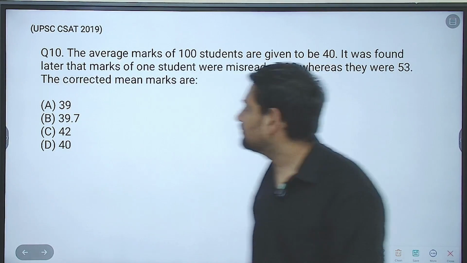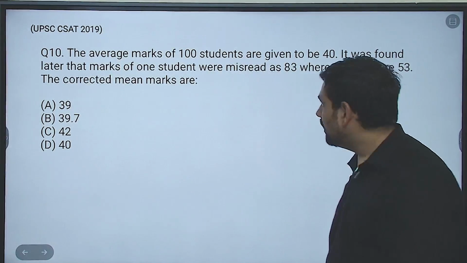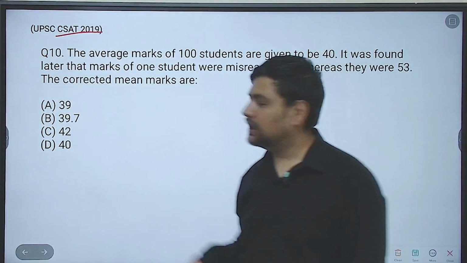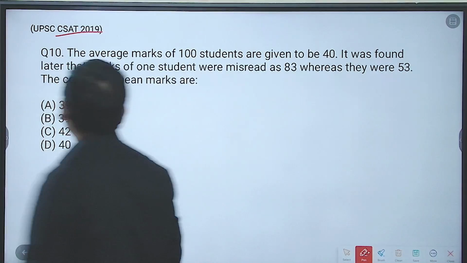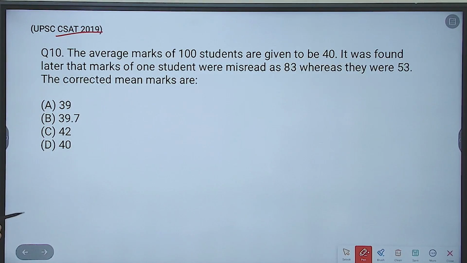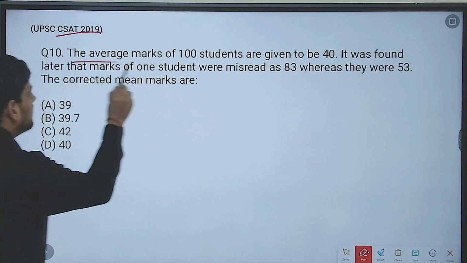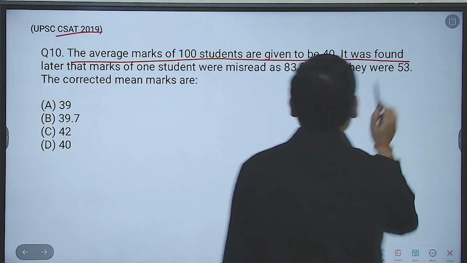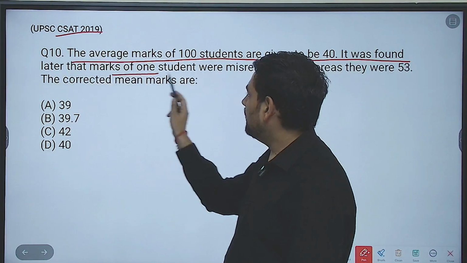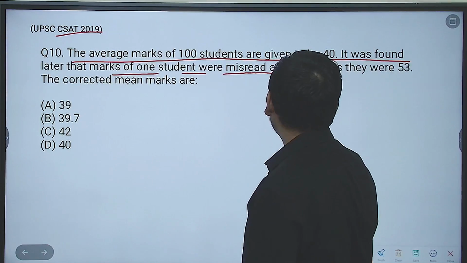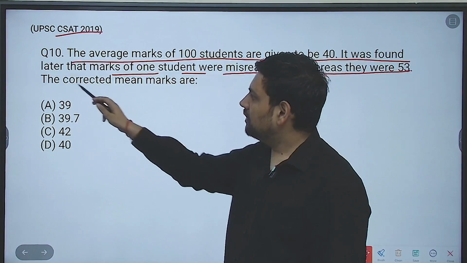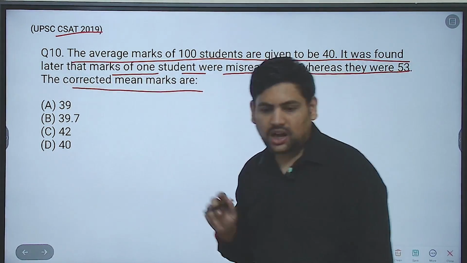Okay. Now let's see this. CSAT 2019. You can pause and try. It's an easy question. The average marks of 100 students are given to be 40. It was found out later that one student's marks was misread as 83, whereas they were 53. The corrected mean marks are?